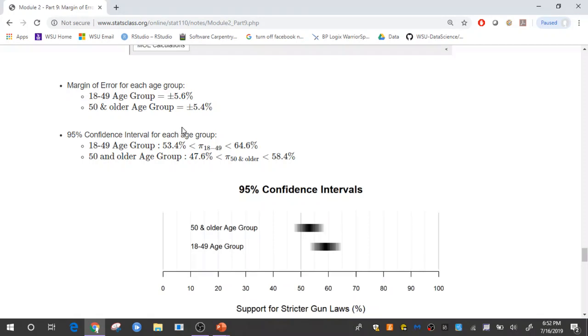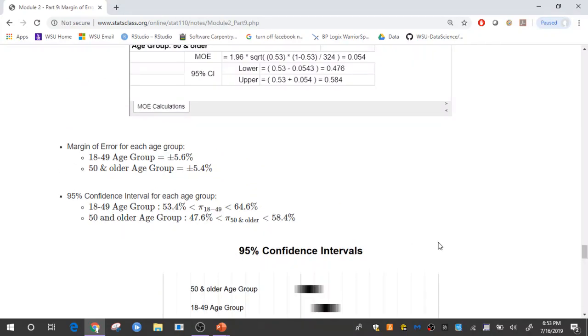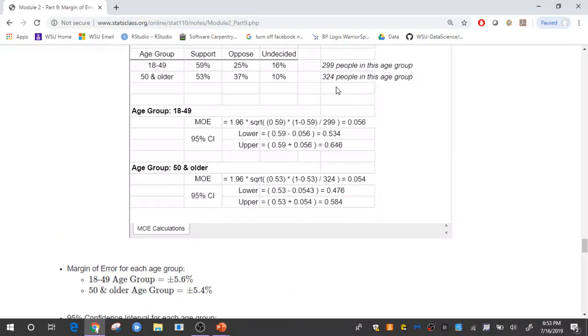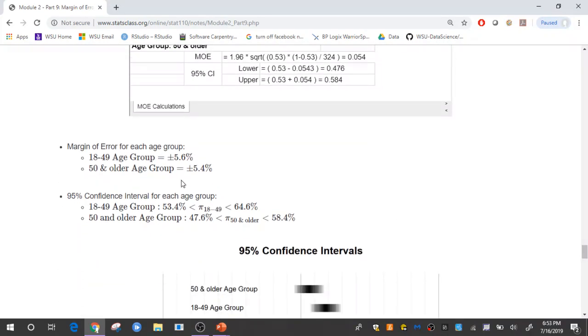The margin of error for the 18 to 49-year-olds is 5.6%, and the margin of error is just a little bit below that for the 50 and older group. The 50 and older group had just a few more people in it, 324 versus 299, and that has an effect of driving down that margin of error slightly.